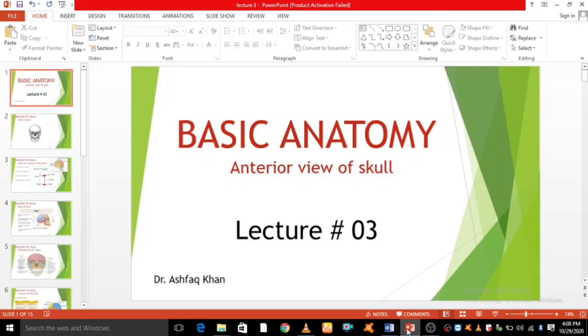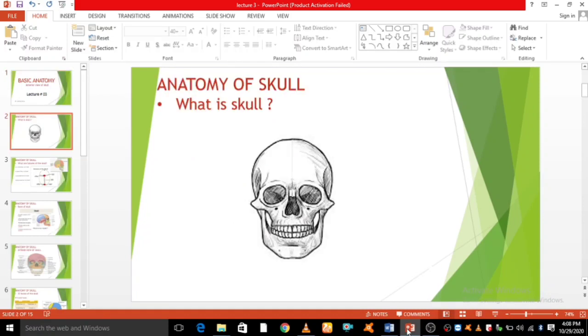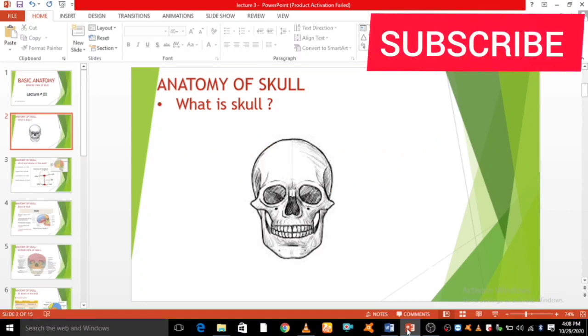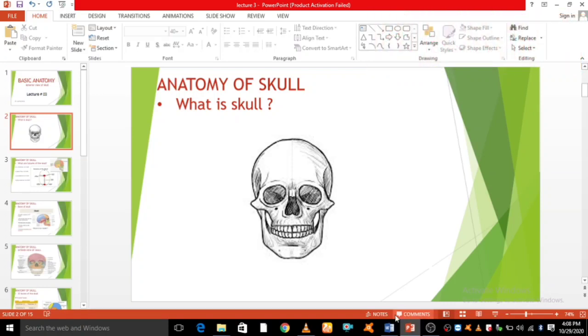This is me, Dr. Ashfaq Khan, and in this section I am going to teach you the anterior view of the skull bone. Let's start. What is the skull? First I would like to define what the skull is. The skull is the bony framework of the head, enclosing the brain and supporting the face.